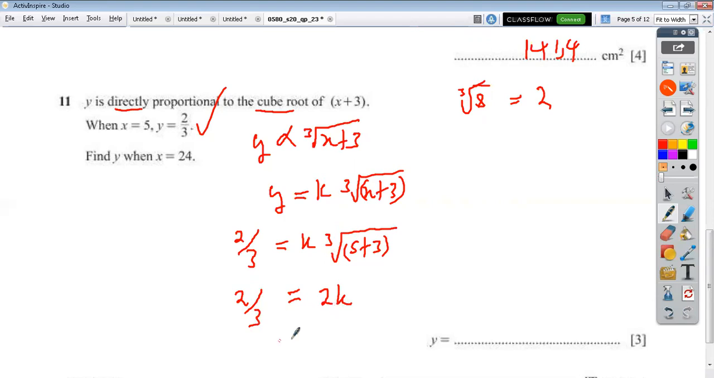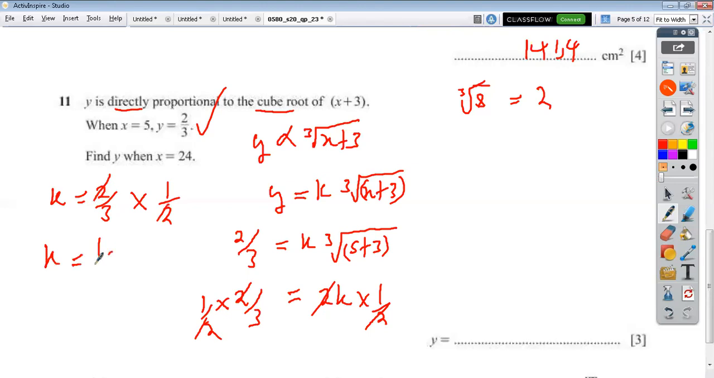Remember what you want is to find k. So divide both sides by 2. So k is equal to 2 over 3 multiplied by 1 over 2, because I'm dividing both sides by 2, or multiplying by half if you want. This eliminates that. So k is equal to 1/3 in total. Which means I now have the correct formula here. y is equal to 1 over 3 multiplied by cube root of x plus 3. Are we together there? Yes.